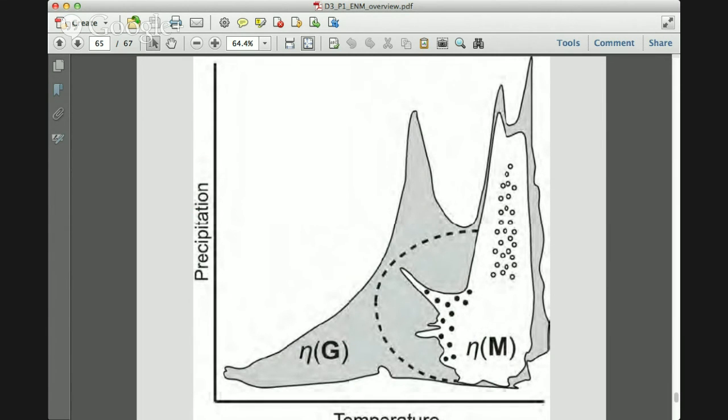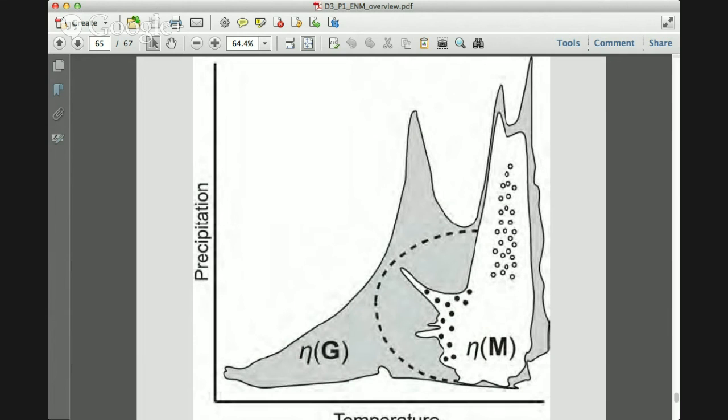This diagram is essentially another way of looking at where you expect problems. So we have this whole area that we're interested in. That's eta of G. Remember my first talk in this course. We have eta of M. Those are the conditions represented across our calibration area. And then we've put points for two different kinds of species.